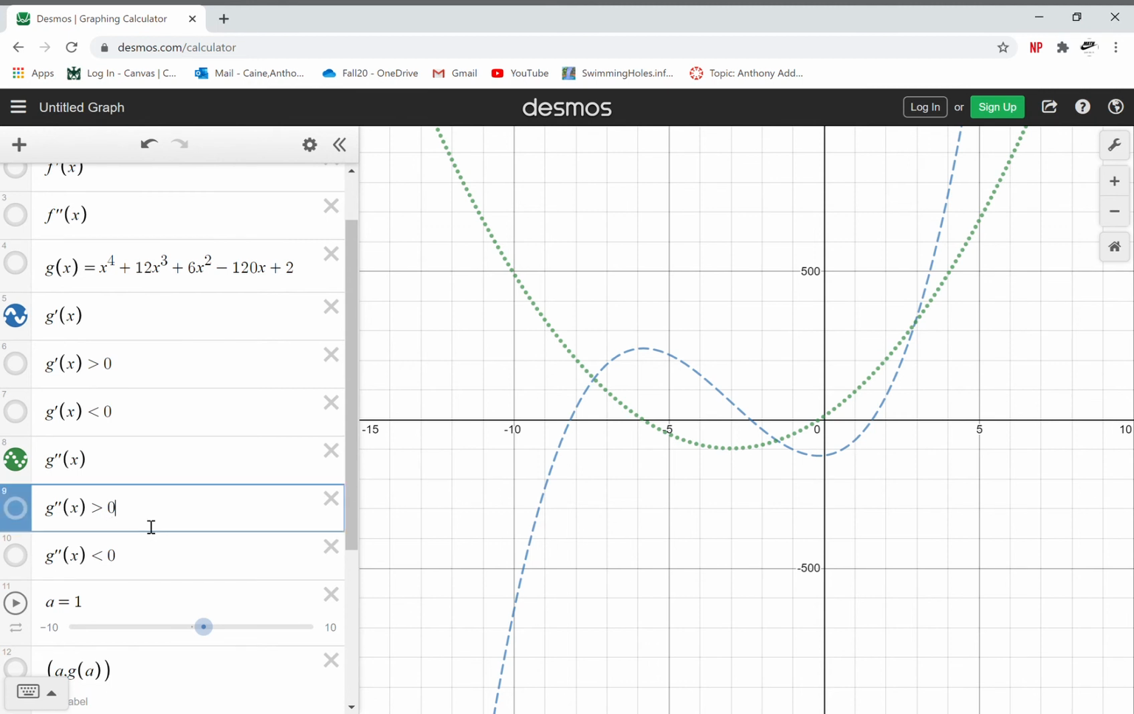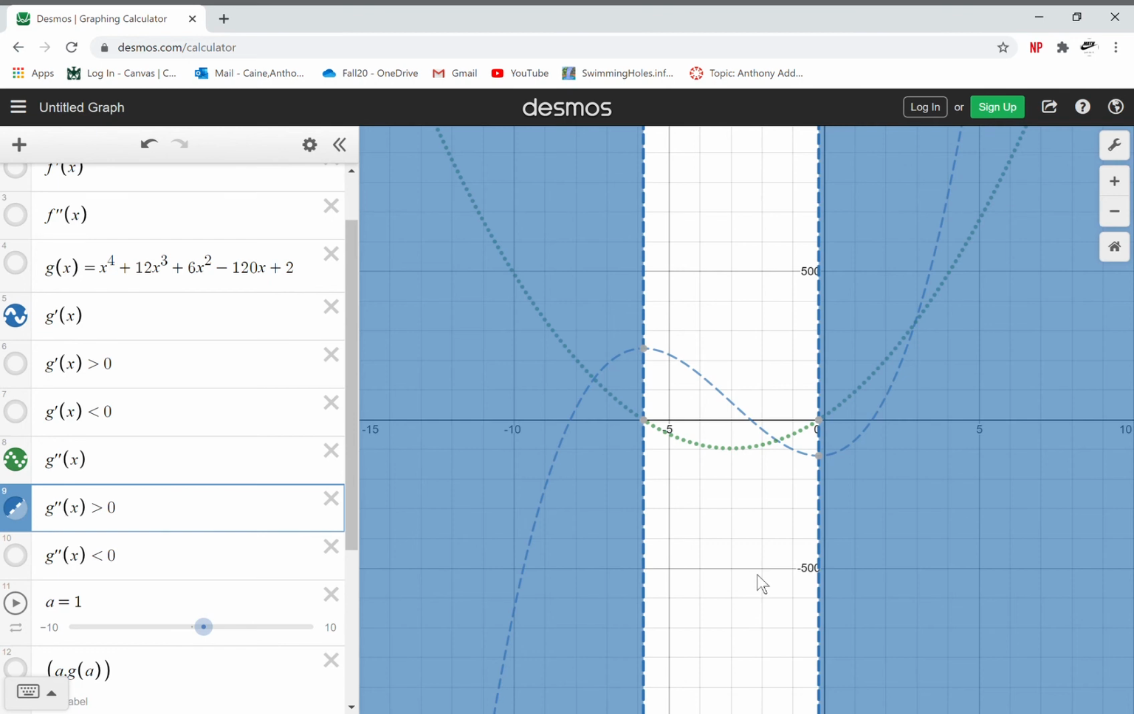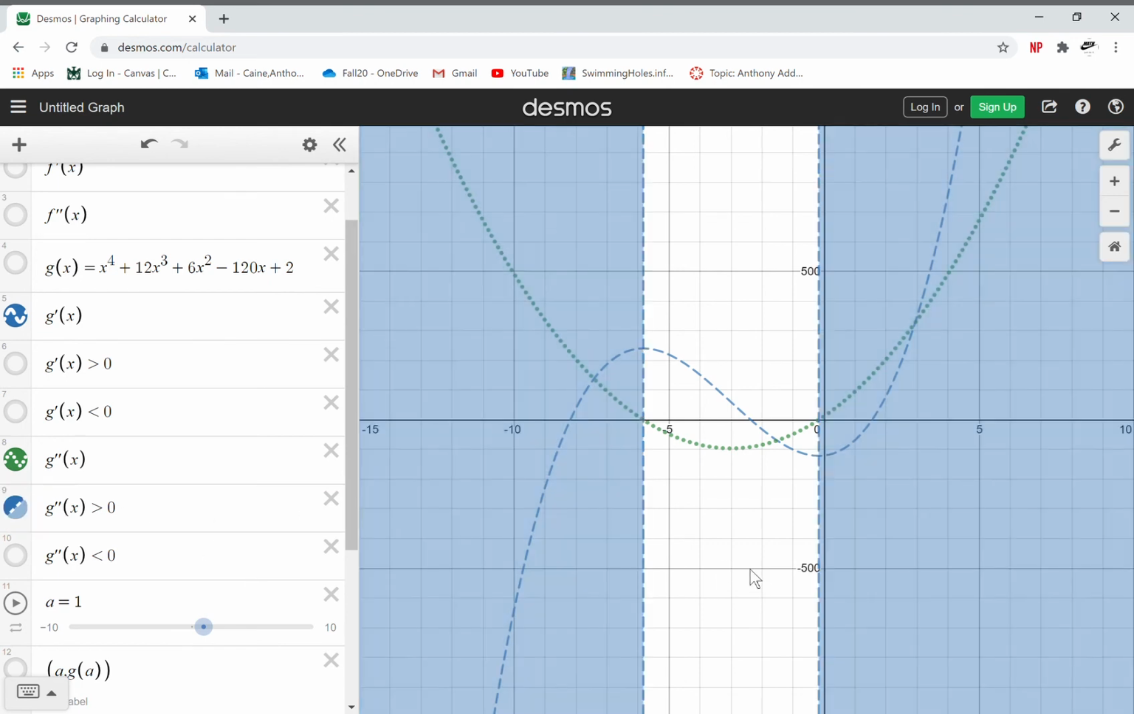I could similarly have, show me when my second derivative is positive, and it corresponds to when my first derivative is increasing, because it's just the derivative of the derivative. So derivatives have the same relation when you take them. But here's where things get interesting. Let's take away the graph of the derivative. Let's put back up the graph of the original.